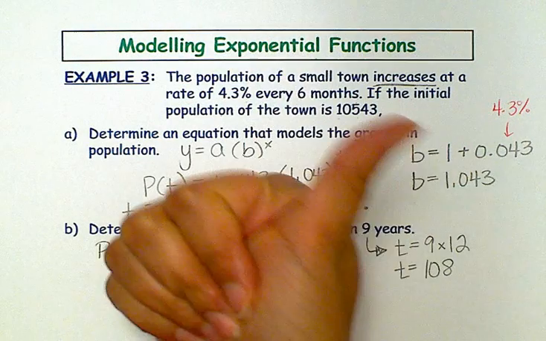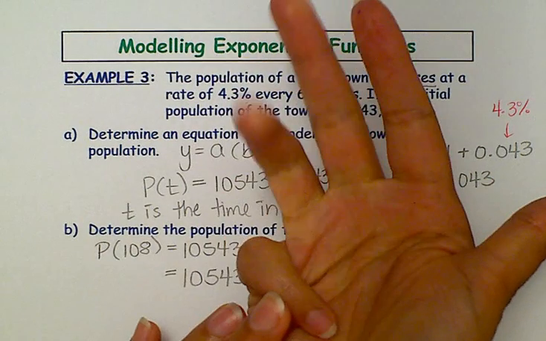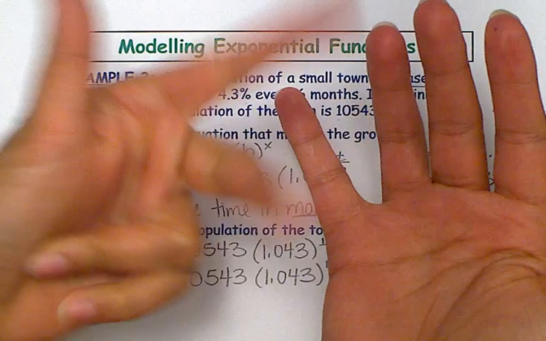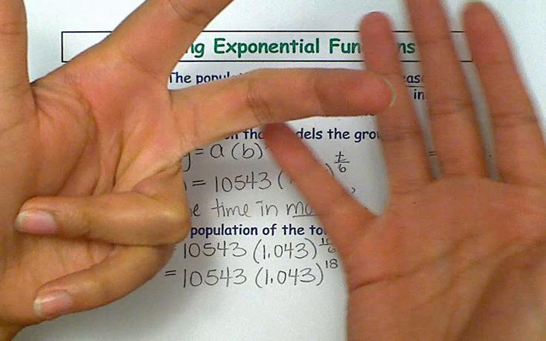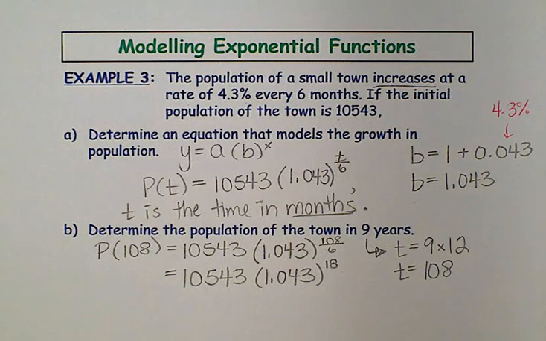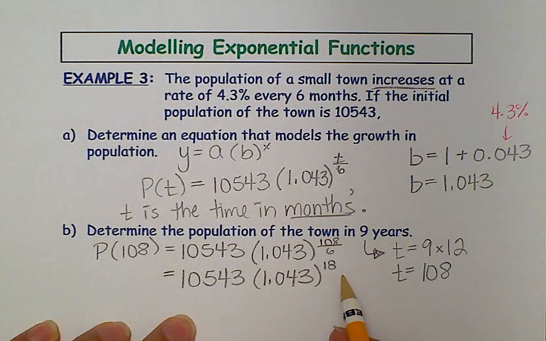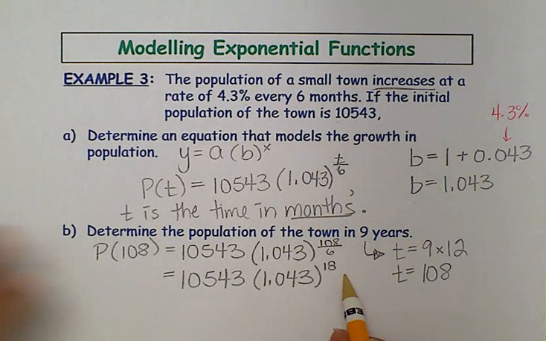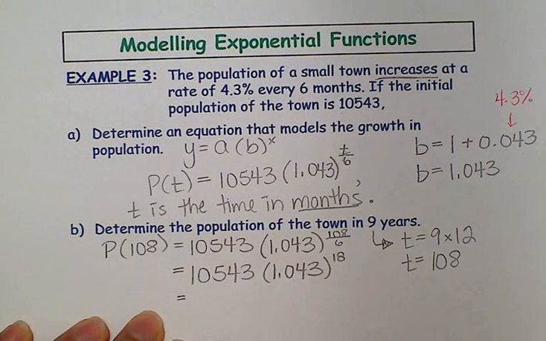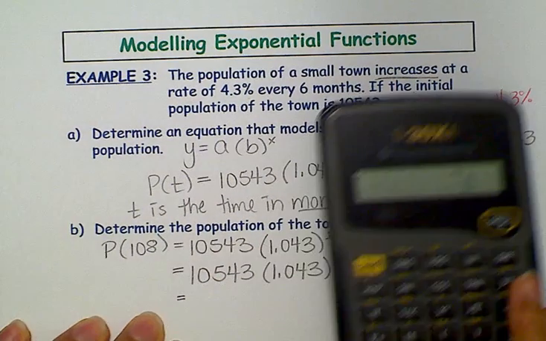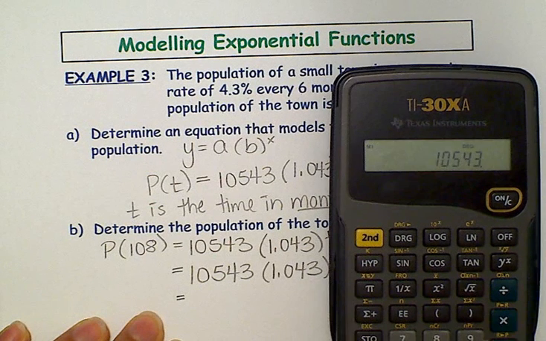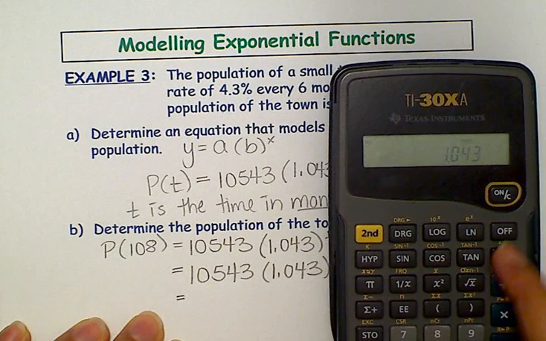5.5, 6. 6.5, 7. 7.5, 8. 8.5, 9 years. Whoop, my fingers won't stay down. There you go. So that's 18 times in total that the population is going to increase, and that matches up with what I have here. So most likely what I'm doing is correct. Okay? And so I can do the rest of the calculation in one step on the calculator. And so I have 10,543 multiplied by 1.043 to the exponent 18.